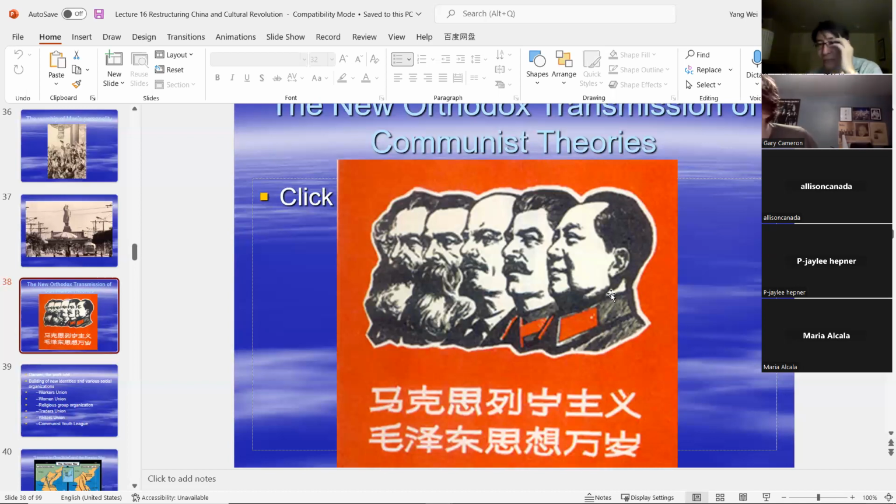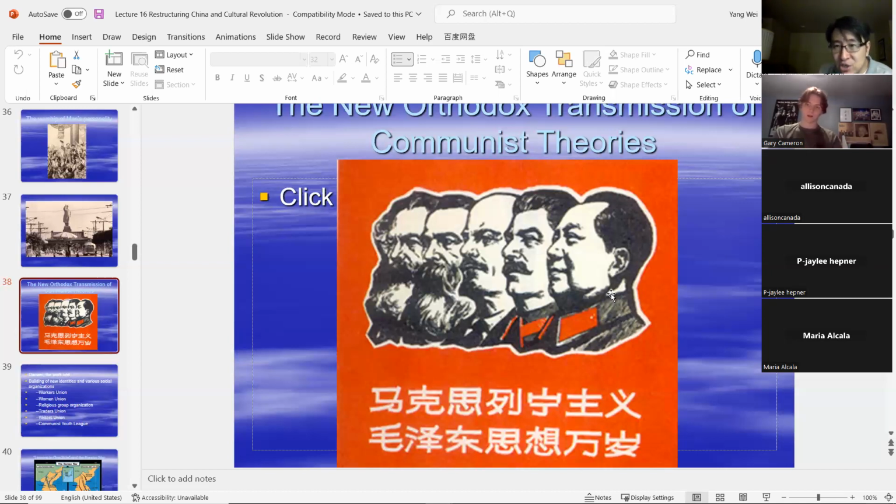So this is why in 1953, Joseph Stalin died in the Soviet Union. And then we know that after some power struggle, Khrushchev rose to power in the Soviet Union. And then in 1956, at the 20th Party Congress of the Soviet Union, Khrushchev released a so-called secret report on Stalin to denounce all the crimes that Stalin committed. So Khrushchev actually denounced Stalin at the 20th Party Congress of the Soviet Union.